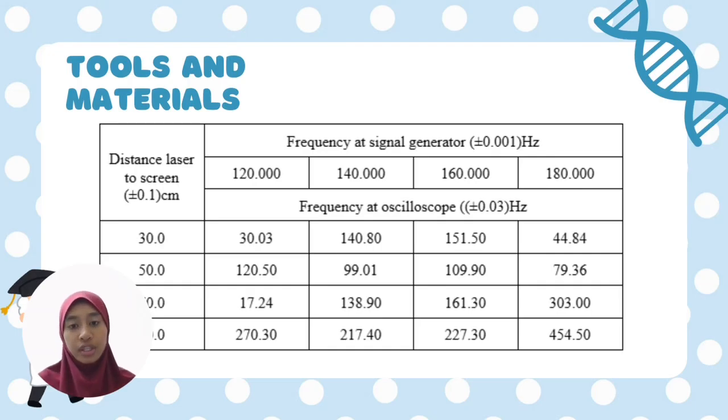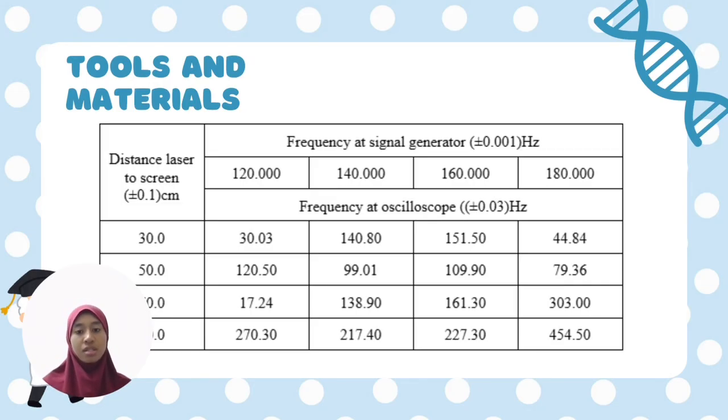So for the data of 120 Hz, the exact data that is really accurate is at 50 cm. For 140 Hz, as you can see here, the value that is accurate to the original is at 30 cm.